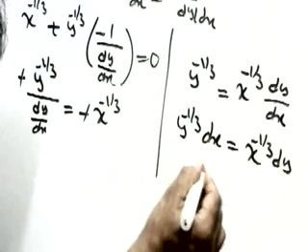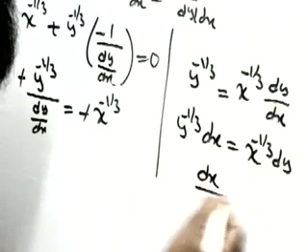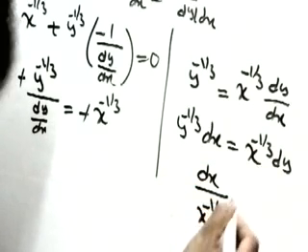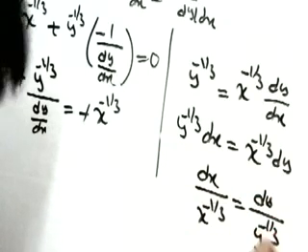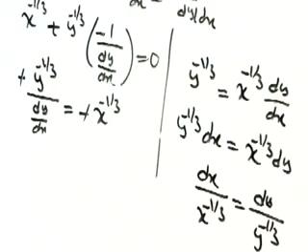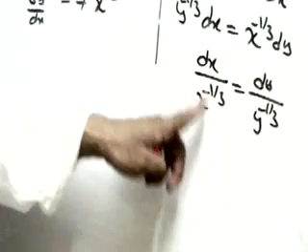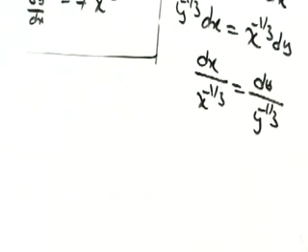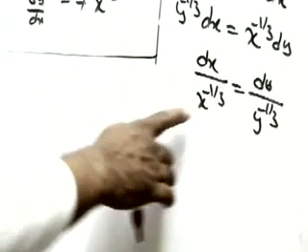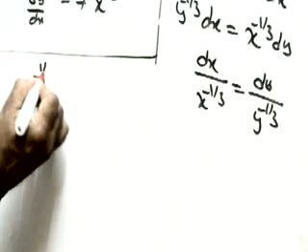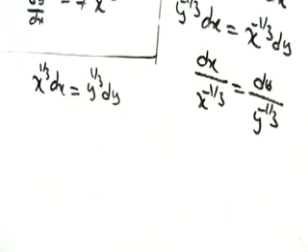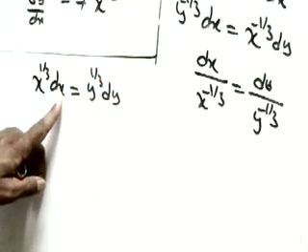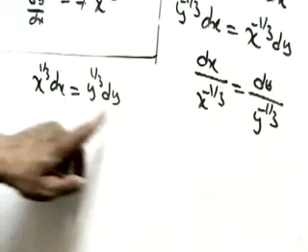Now write y with dy and x with dx. dx, bring this here, by minus x power minus 1 by 3 equals to dy by, bring this here, y power minus 1 by 3. Now if we bring this to the numerator, the minus sign will become plus. x power 1 by 3 dx equals to y power 1 by 3 dy. Now this is the first method, variable separation method.